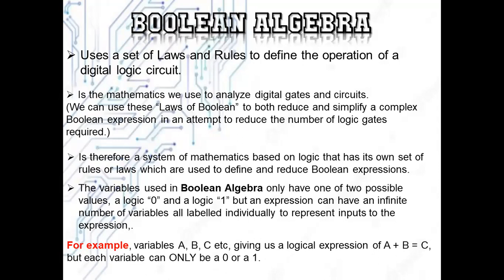For example, we have the variables A, B, C, and so forth. Variables can use the letters A to Z, no problem with that, because they are only variables. It is only different when the actual value is what is being asked of us. So giving us a logical expression of A plus B is equivalent to C, but each variable can only be a 0 or a 1 value. Like I said, 0 and 1 are the only possible values, or our outcome.